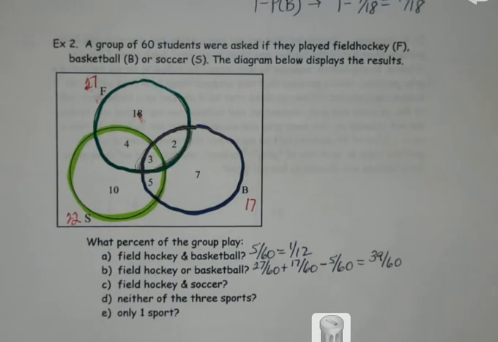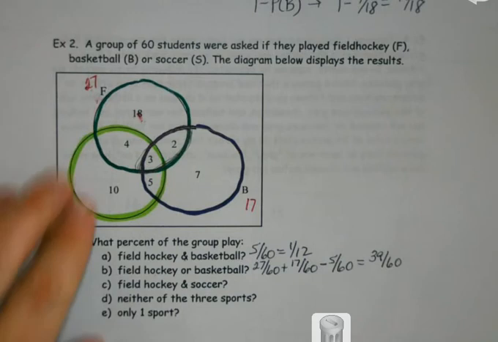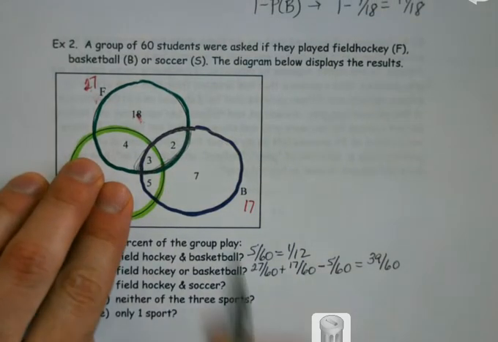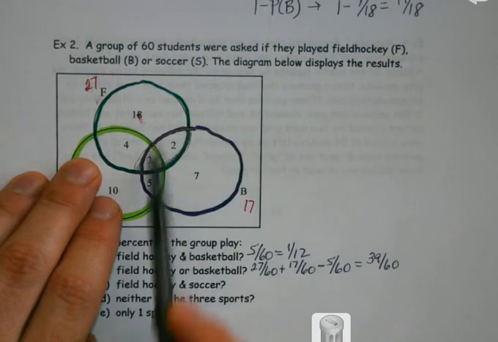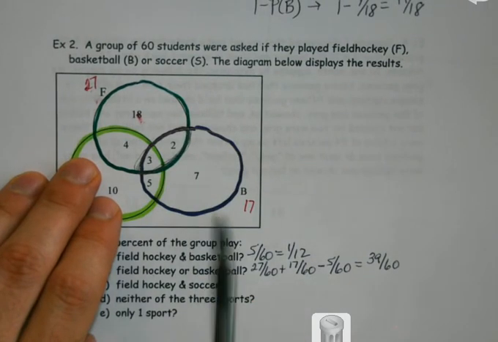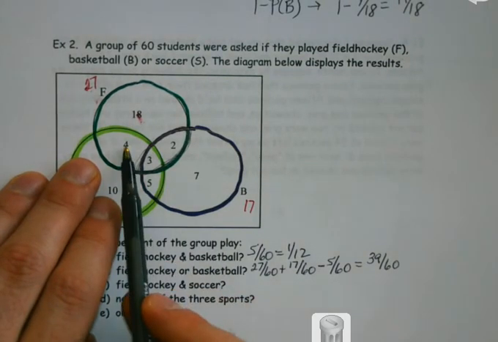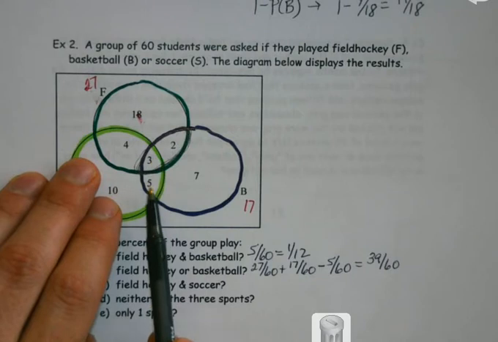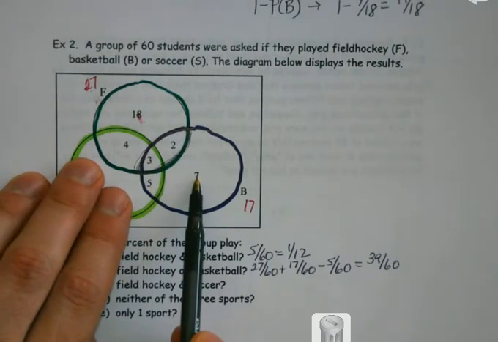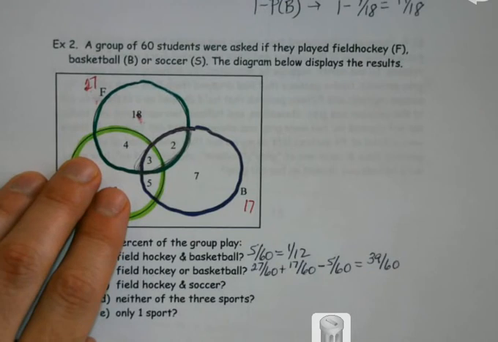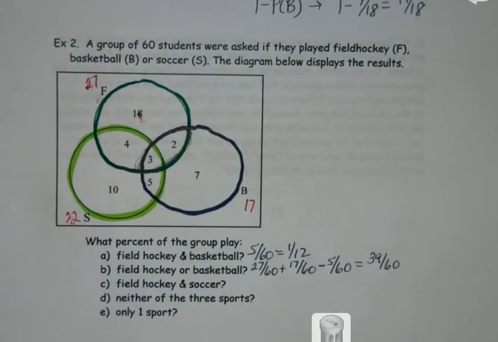But just like before, if I just looked at the numbers inside my field hockey and my basketball circles, 18, 22, 24, 27, 32, 39. So you can just count them up if you wanted to do that for the or part.